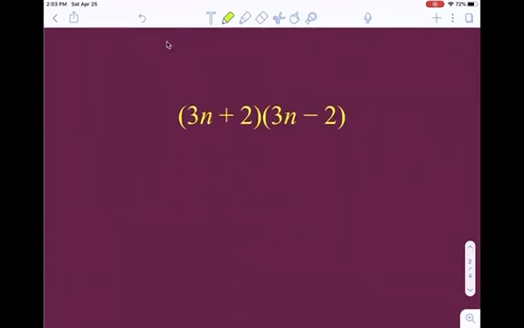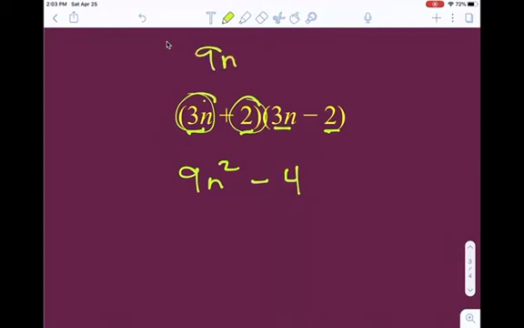All right, 3n plus 2 times the quantity 3n minus 2. So again, recognize that those are the same, and these are basically the same. So I have the product of a sum and a difference here. That means I can basically square this first term, square this last term, and then put a minus sign between them. So 3n times itself is 9n squared. 2 times itself is 4. Let's put that minus in there. And again, if you don't believe it, just blow it up and see what you get.